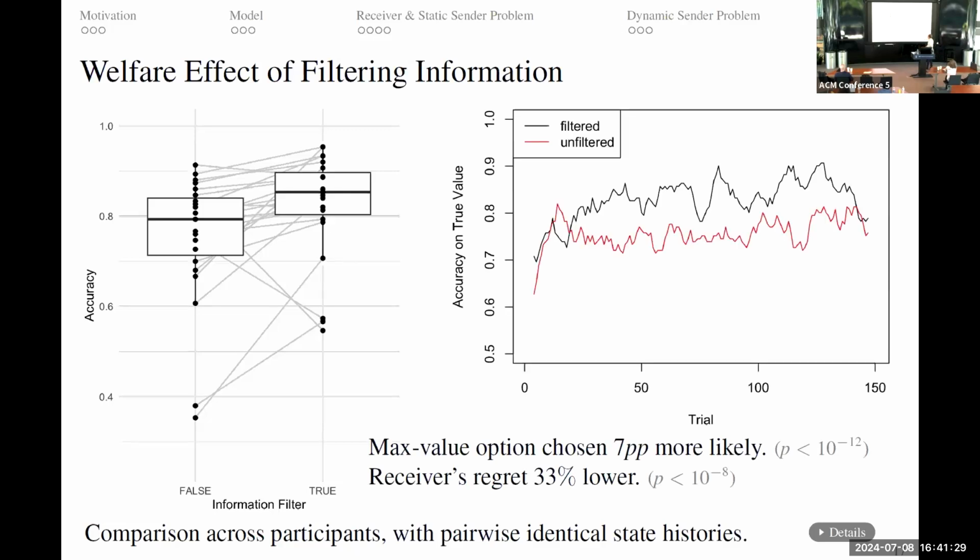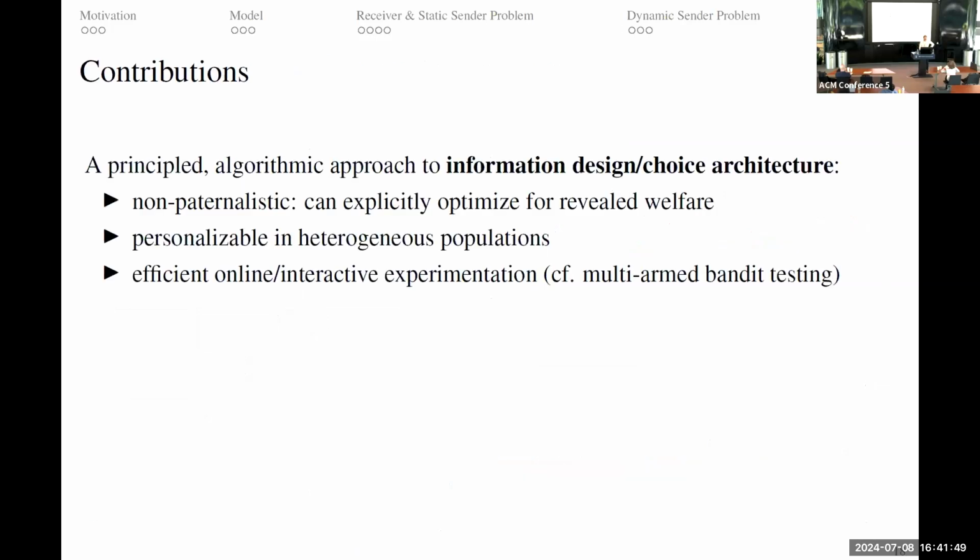We can also look at this dynamically. Once again, comparing the filtered with the unfiltered information, we see that, of course, they start off in a similar regime, but very quickly, subjects' choice accuracy under the filtered information rises above the unfiltered benchmark as the algorithm learns to provide only the most relevant information.